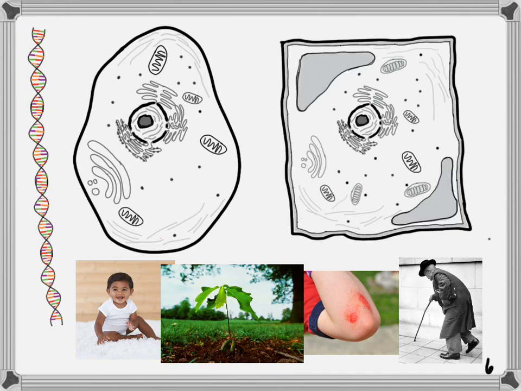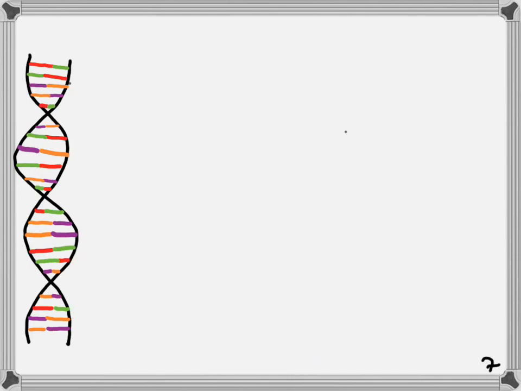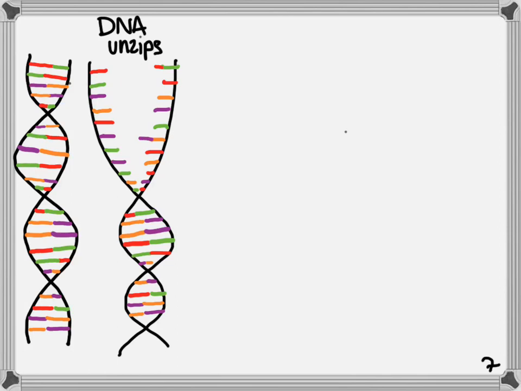All of these require copying their DNA. The way that the DNA bases pair up makes copying DNA really simple. Now, copying DNA is called replication. So the first step in DNA replication is that the two halves of the DNA separate. Some people call it unzipping, but in any case, that double helix opens up.